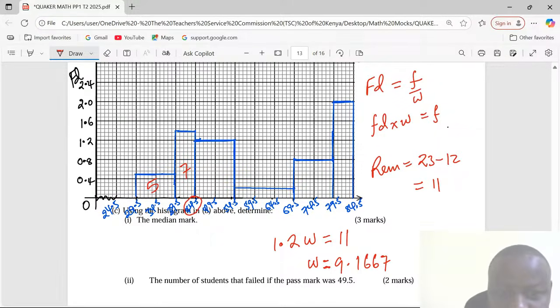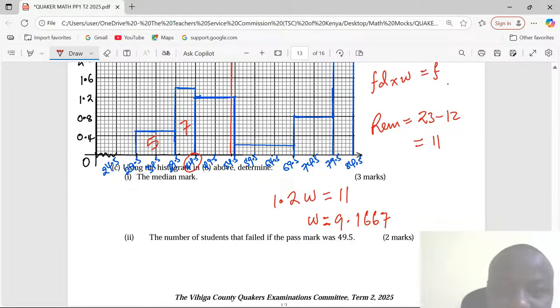So from 44.5, look at this. From 44.5, we are adding 9.1667, so that when that width is multiplied by the fixed height of 1.2, we get the remaining 11 students. So the mark that we will get after adding 44.5 to this, I'm getting 53.67. Now that will be our height. 53.67, and we draw that height.